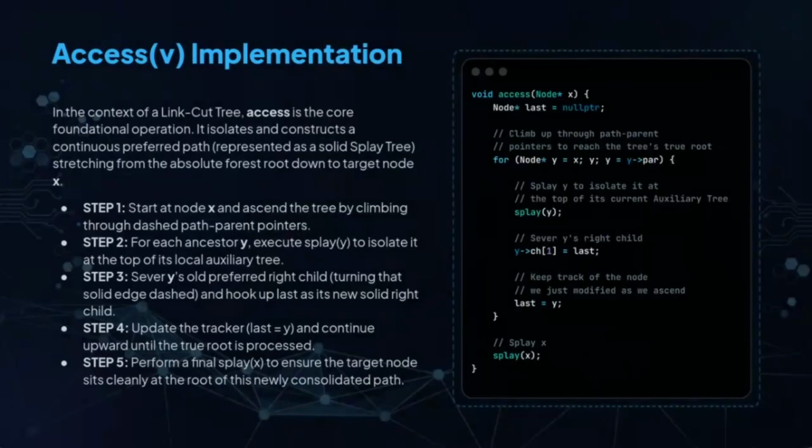In step 4, we update our tracker so last is equal to Y and continue upward until the true root is processed. Finally, step 5 is to perform a final splay of X to ensure our target node sits cleanly at the root of this newly consolidated path.